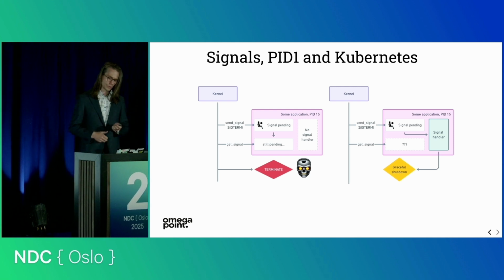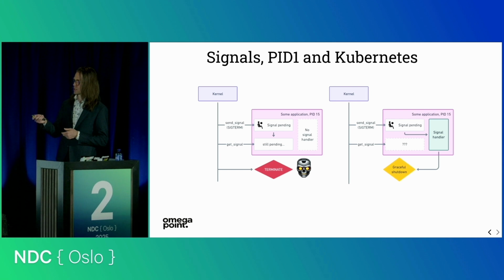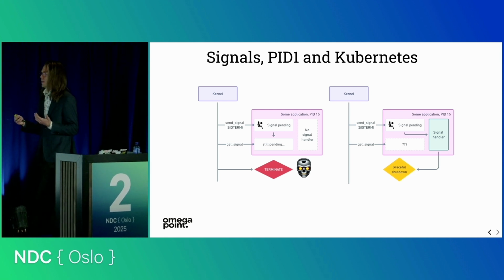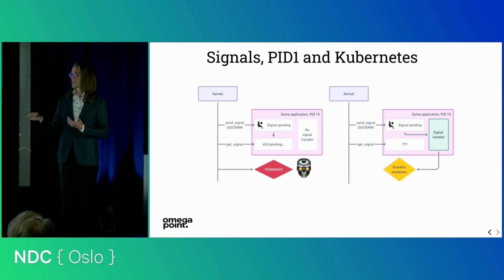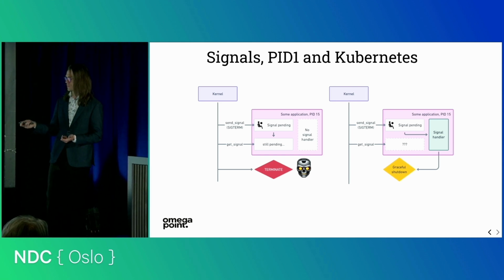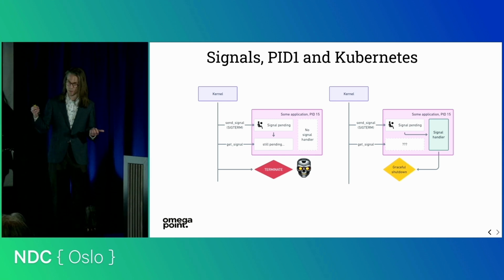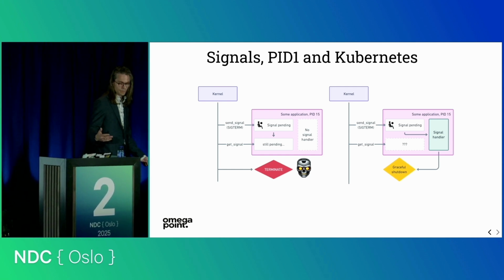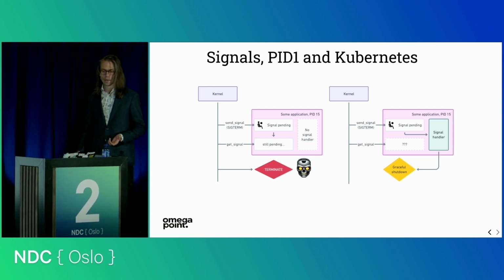So here on the left side, we have the situation where the kernel, in blue, and some application, in purple with PID 15, just a regular application. The kernel sends the SIGTERM signal to the application, and then that signal is pending on the application. The application doesn't have a signal handler, so it just stays there. And then when the kernel checks again, it's still pending. And the kernel's like, okay, shut down, terminate, SIGKILL, or the equivalent. There's no signal there, but it kills it, basically.